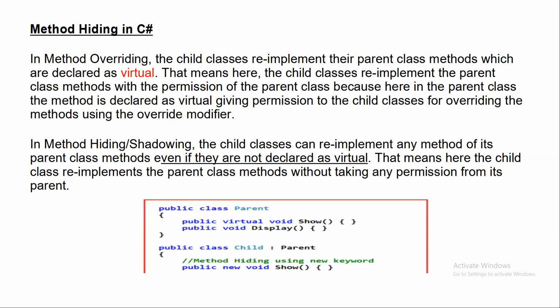Then one more thing is called method hiding. Method hiding is again one way of implementing compile time polymorphism or static binding. Method hiding is almost similar to method overriding. In method overriding, the child classes re-implement their parent class methods which are declared as virtual. That means the child class re-implements the parent class methods with the permission of the parent class, because in the parent class the method is declared as virtual, giving permission to the child class for overriding the methods using the override modifier. So we have been discussing this in the previous slides.